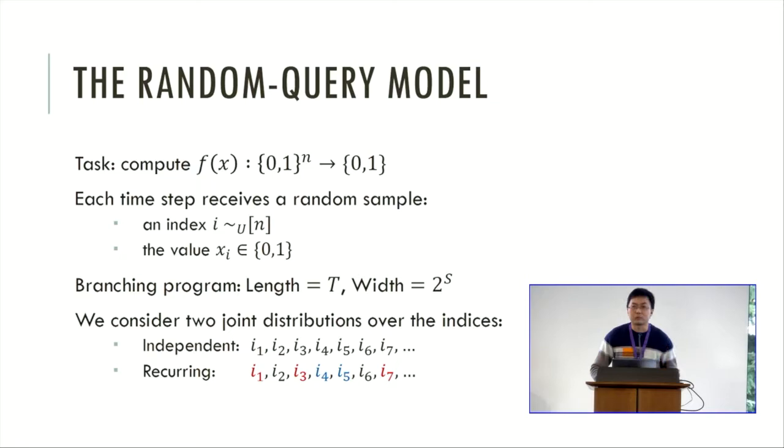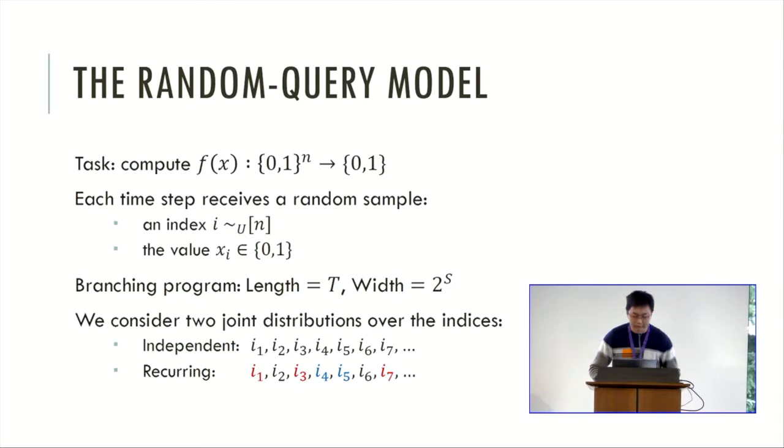In the recurring distribution, the only dependencies between the indices are equalities. So here you see that, for example, the red indices are ensured to be the same. The blue ones are ensured to be the same. But between different colors, they are still mutually independent. Okay. But for most of this talk, we will focus on the independent distribution.